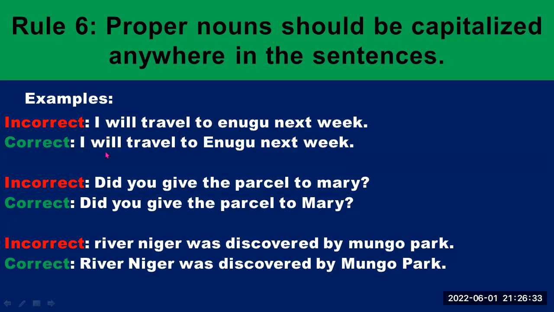Now, look at the correct version of that sentence. I will travel to Enugu next week. Enugu with capital letter E.